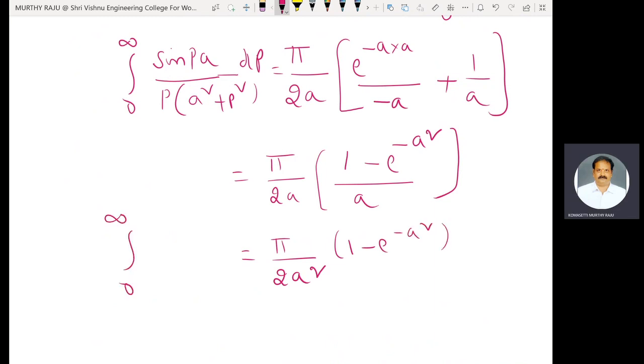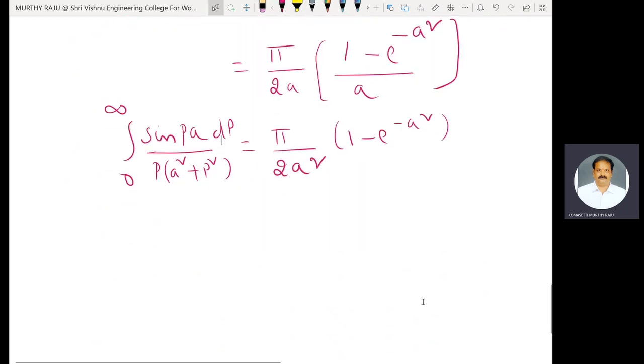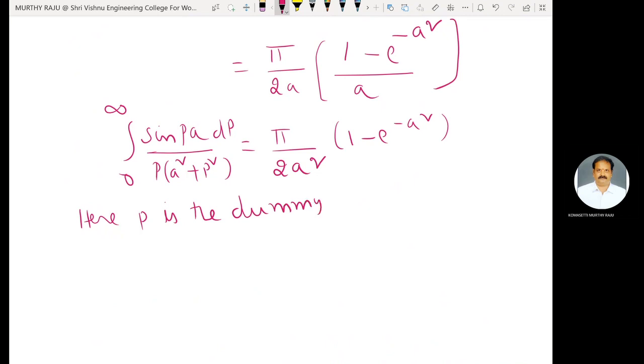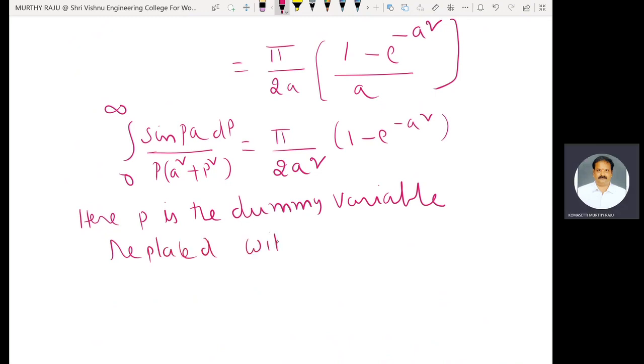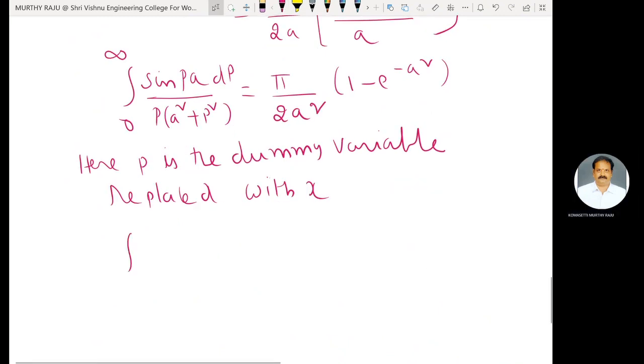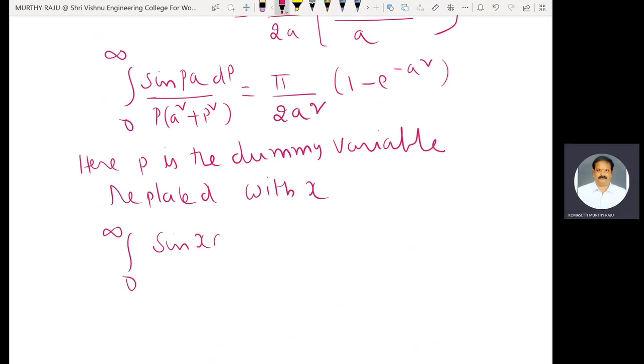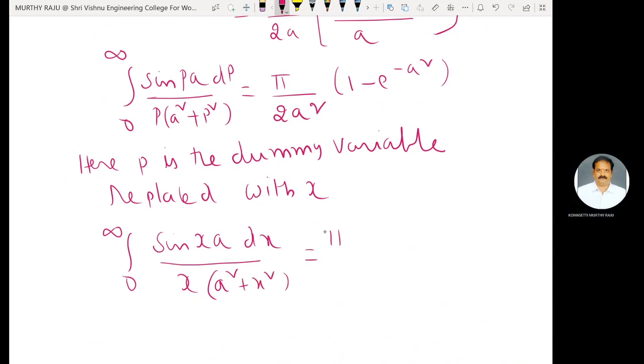This is the integral 0 to infinity sin pa by p into a square plus p square into dp. Here p is the dummy variable, replaced with x. That is equal to integral 0 to infinity sin ax by x into a square plus x square dx, which is equal to pi by 2 a square into 1 minus e power minus a square. This is the required answer.